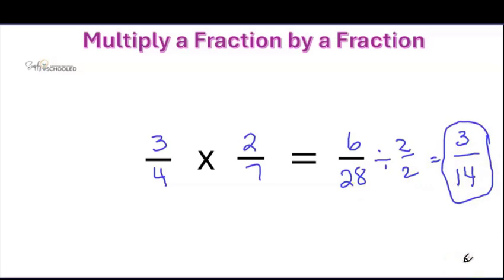Again, multiplying a fraction by a fraction, you just multiply the numerators, multiply the denominators, and then simplify your answer.